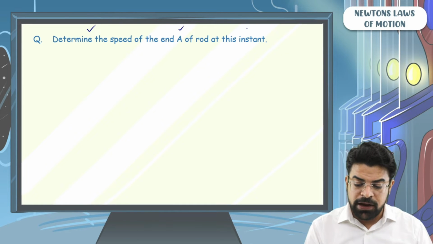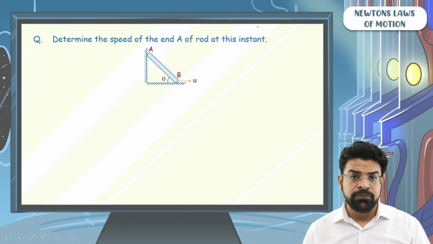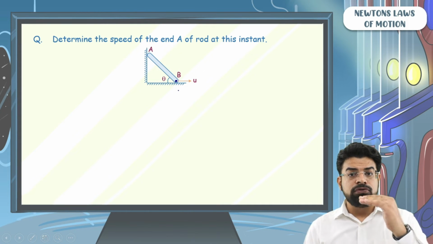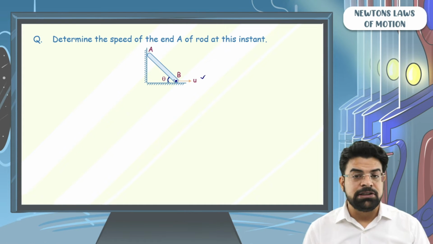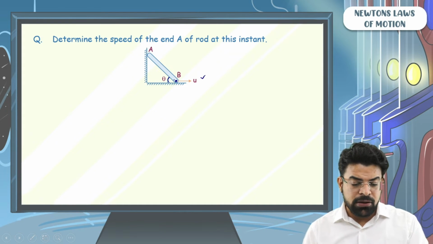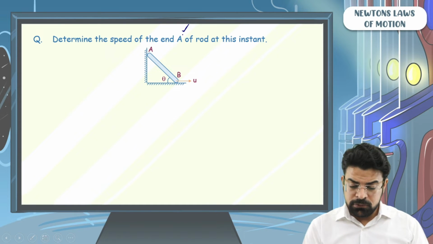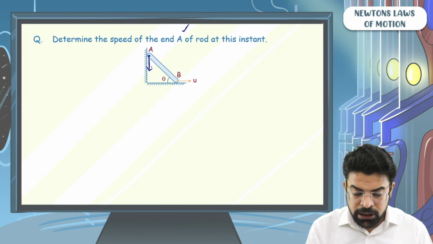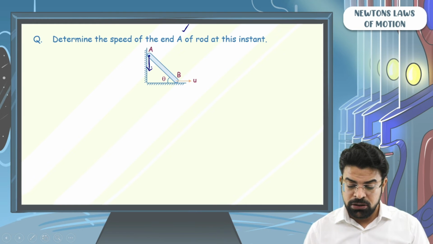Determine the speed of end A of the rod at this instant. So there is a rod, and we can see the terminal B of the rod moves along the floor with a speed u. The inclination of the rod is theta, and they are asking me what is the velocity of the end A of the rod. We know that the end A might have a velocity downward, and we need to find this velocity's magnitude.